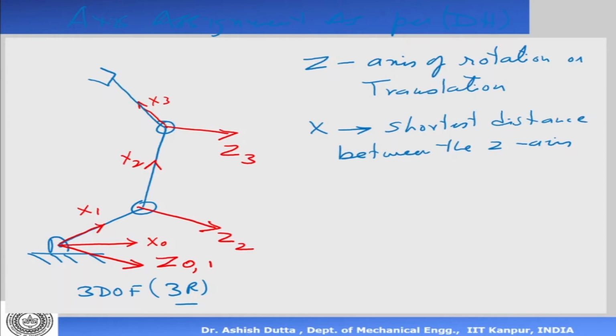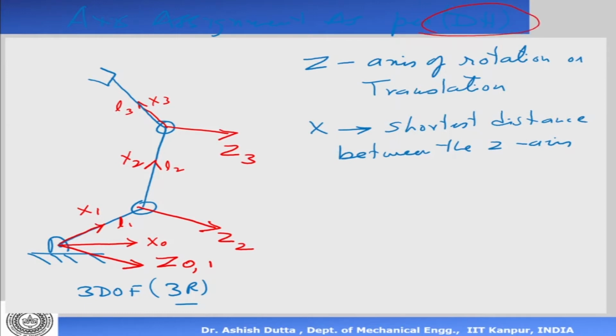Now we do not normally assign a y-axis because the moment you fix x and z, y gets automatically fixed because of the right-hand rule. So we don't assign y-axis. We just assign the z-axis first, then we assign the x-axis. And these are my link lengths. Let's say L1, L2, which is already given, and that is L3. So this is how we assign axis as per DH notation.